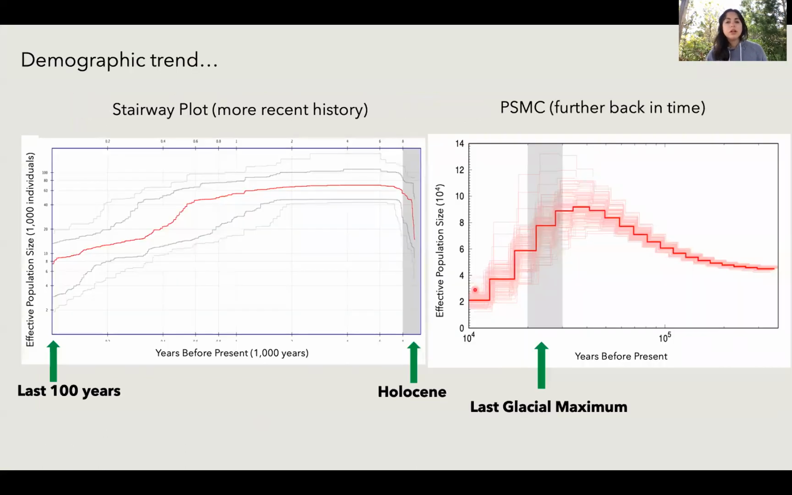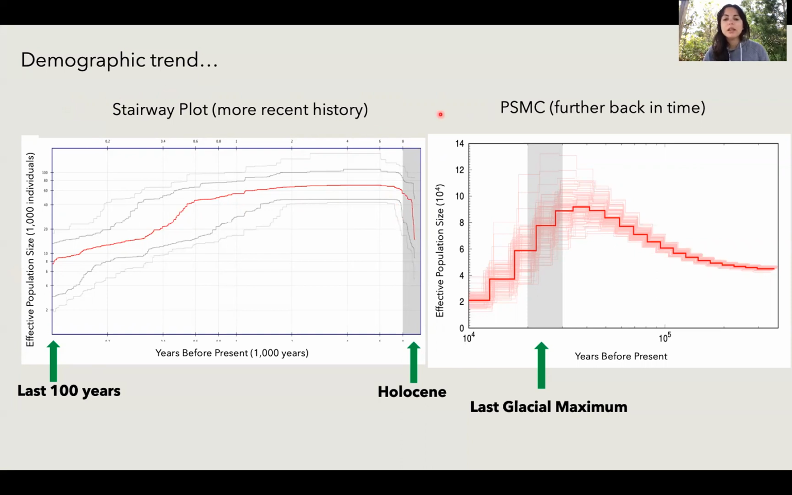And so now that we have an idea of diversity and structure, we can then move on to the demographic analyses, starting with inferring population size over time. And I did this using 2 different methods. First, to the left is a stairway plot. And stairway plot looks at changes in effective population size over time, but in more recent history, so within the last 10,000 years.